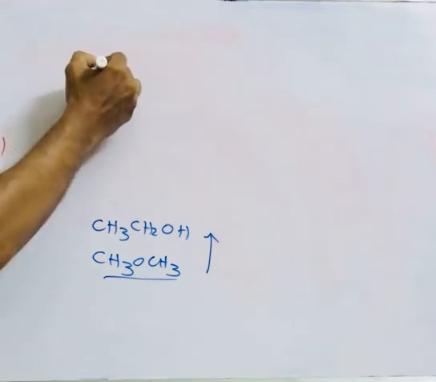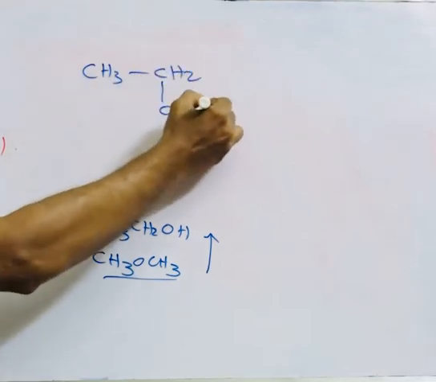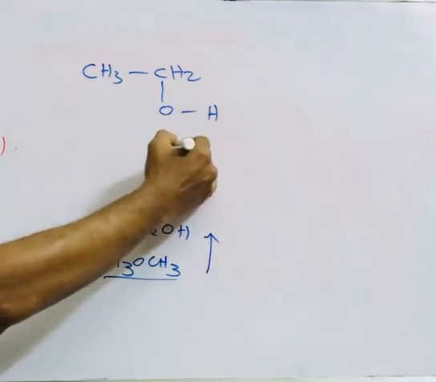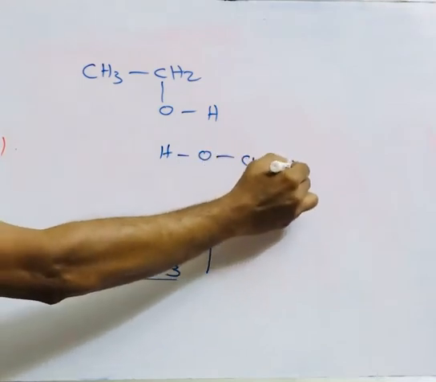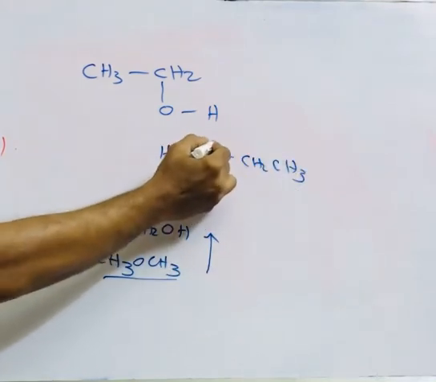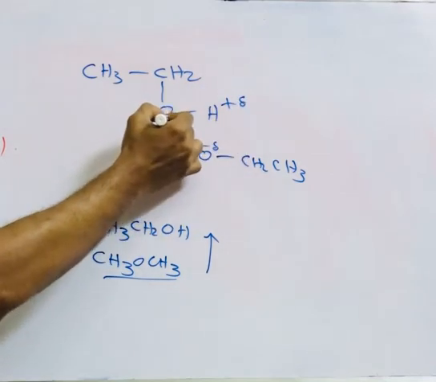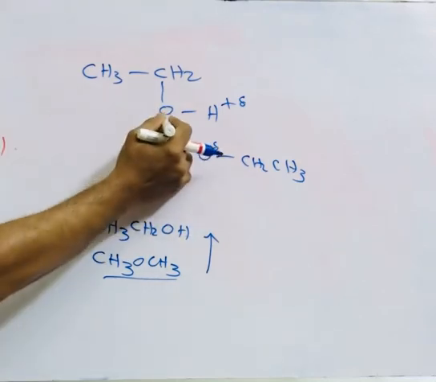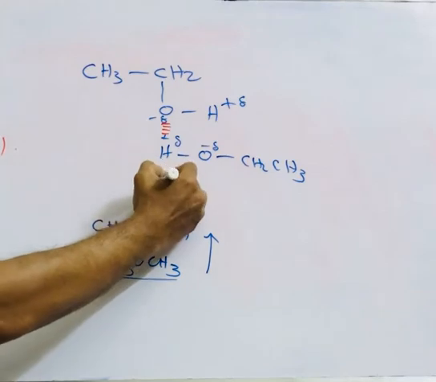So why? I have CH3, CH2, then O and H. This is ethanol. Clear? Say CH2OH. If I take another ethanol molecule, HO, then CH2CH3. This is another ethanol. So O gets some partial negative charge, H gets a partial positive charge, and you have bonding between these two. What is this type of bond called? Hydrogen bond. H bonding.